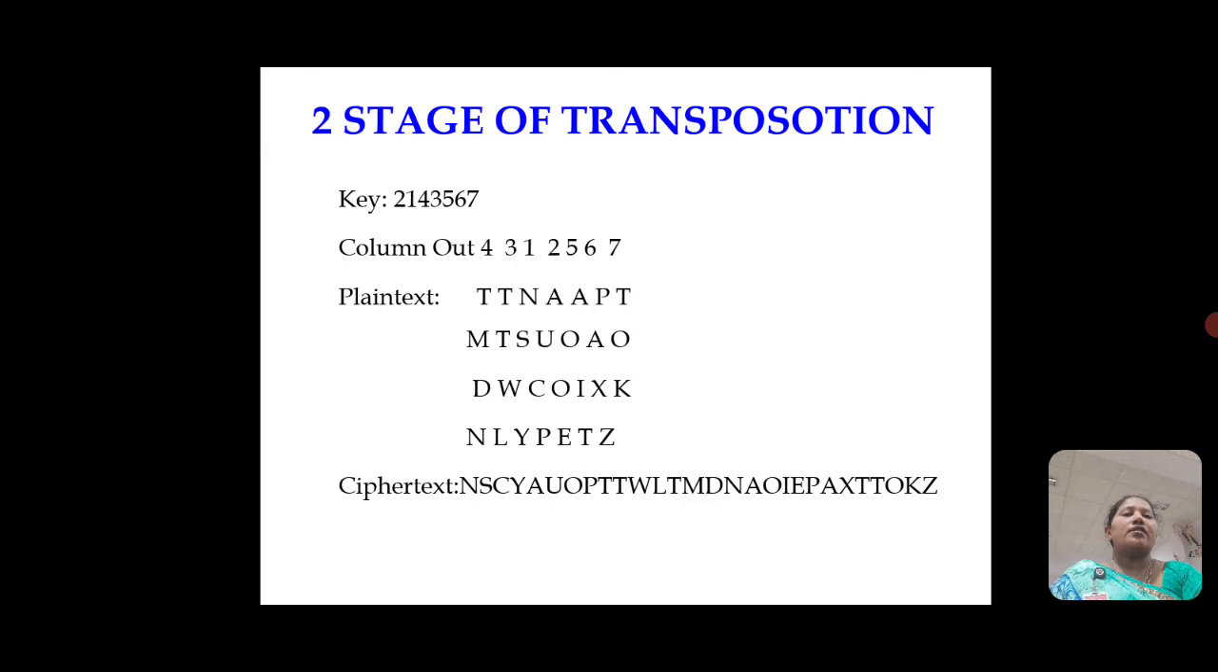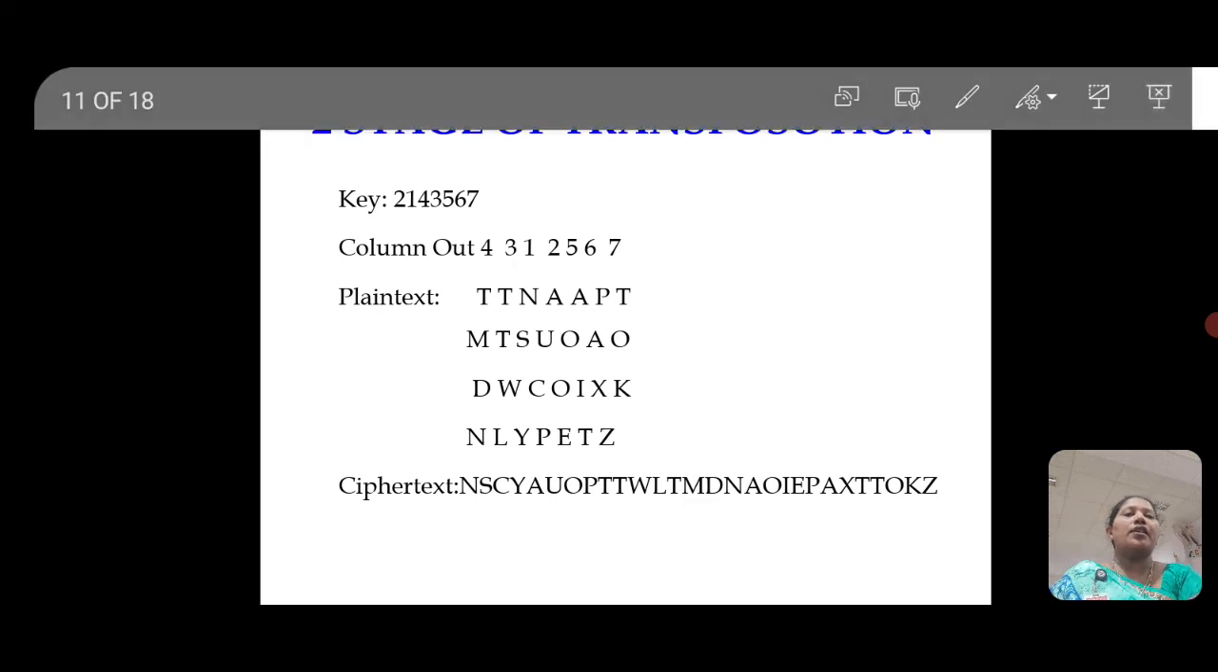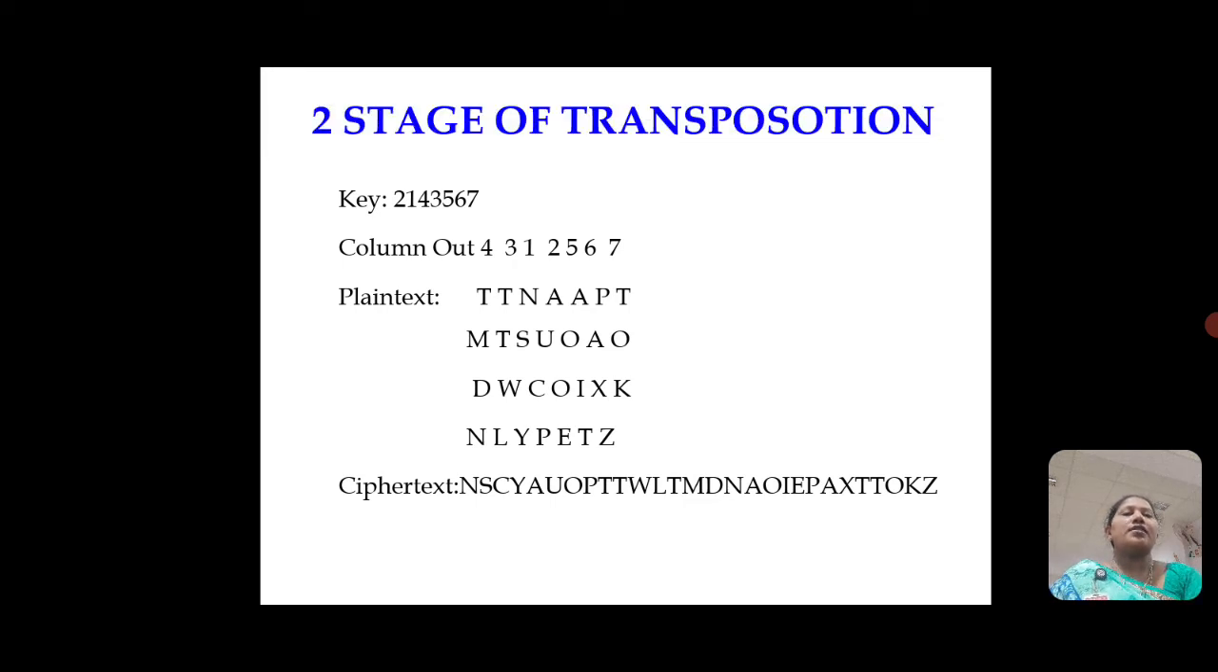In the previous slide the key we used was something different, 4, 2, 1, 3, 6, 7. Here we are using a different key like 2, 1, 4, 3, 5, 6, 7. So again, whatever ciphertext you got in the previous slide, you will write it in the 7 columns one by one, and here you will not be using the fillers because it will have the correct number of letters. So now you will fetch the first column, that is N, S, C, Y.